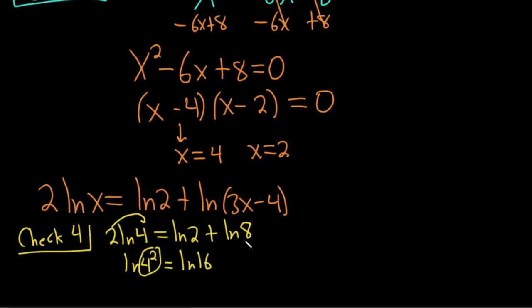Again, this is the product rule. I skipped a step here. It's ln 2 times 8, which is really ln of 16. So yeah, everything looks okay. So 4 is one of the answers. Let's check 2, see if 2 works.